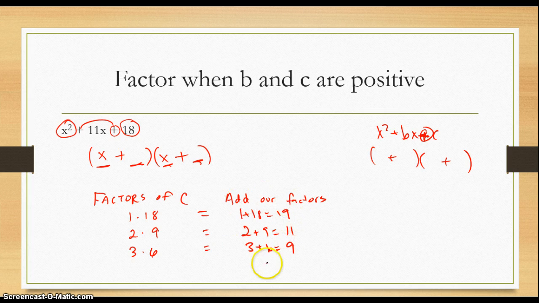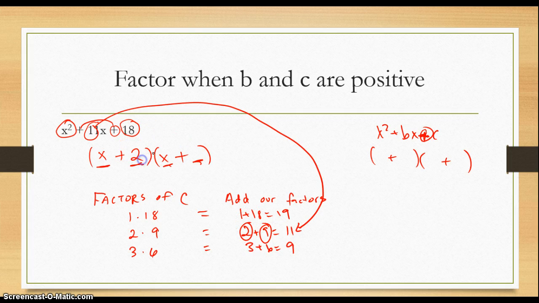Now, after we add our factors together, we're going to look and see what the middle term is on our equation, which is 11. So I know my factors inside my parentheses must be 2 and 9. Okay, or 9 and 2. Doesn't matter which order they go in. But after you solve this, you should check with FOIL again, or box method, just to double check your 2 parentheses equals your trinomial.